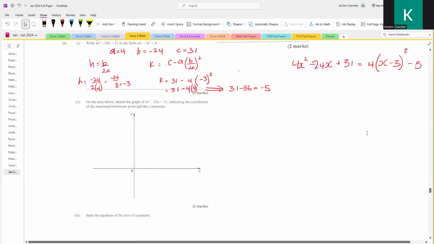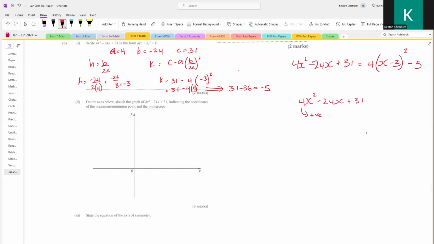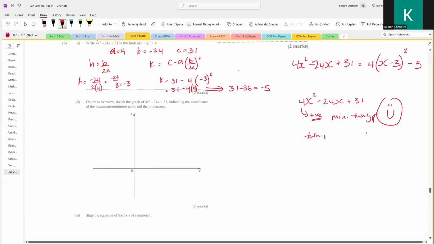Good. Now, on the axis below, indicating the point, it's a maximum or minimum point. Because this is 4x squared minus 24x plus 31, and this value is positive, it will have a minimum turning point. So that graph is going to look like this. It's going to look like a smiley face because it's positive. Positive means that you get a smiley face. Negative, frowning face.